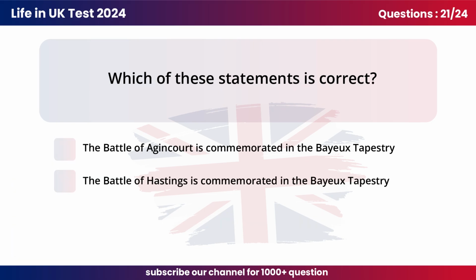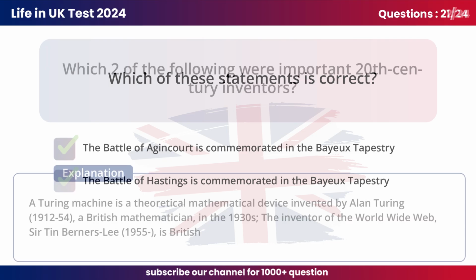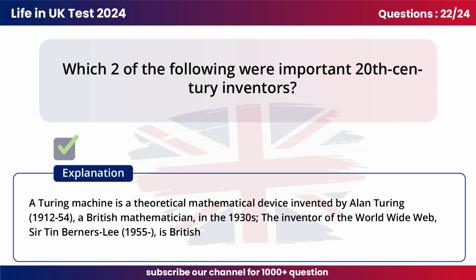Question 21. Which of these statements is correct? B. The Battle of Hastings is commemorated in the Bayeux Tapestry. The battle is commemorated in a great piece of embroidery, known as the Bayeux Tapestry, which can still be seen in France today.